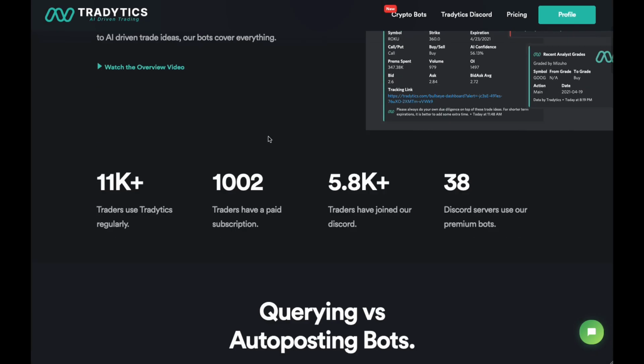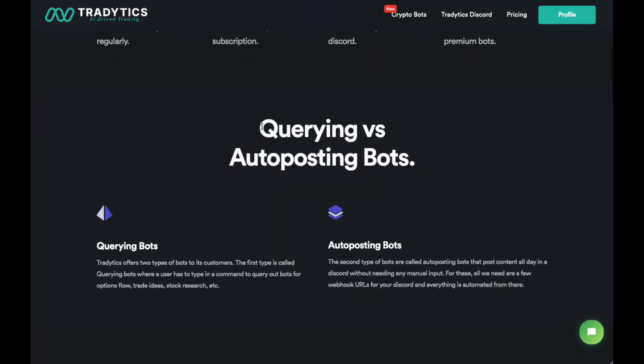So let's go down. We have some stats. Then what you need to remember is we have two types of boards. One is we have querying boards, and then the second we have auto posting boards. So for the querying boards, what you need to do is you need to type in a query. Let's say you want to see what the options flow looks like today. What you're going to do is you're going to type in a query, and then you're going to get results back. So those are the querying boards where you have to type in something manually, and then you get some results back.